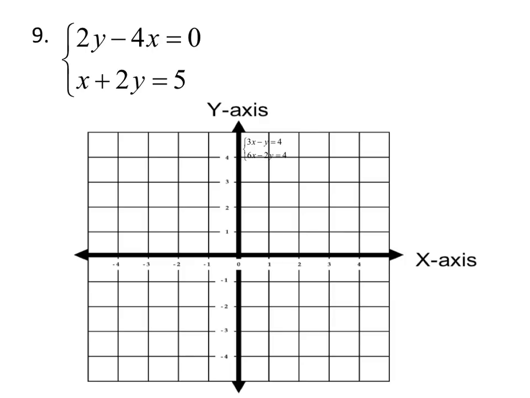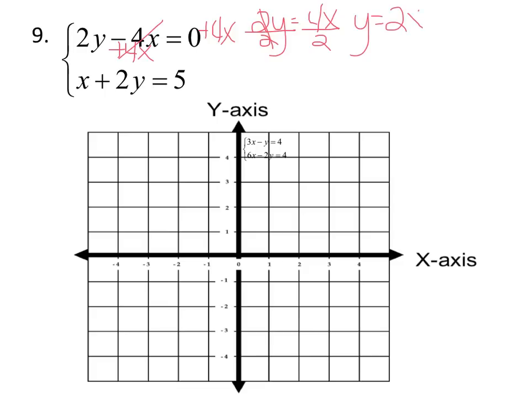Okay, so we need to put everything in slope-intercept form. So I'm going to go ahead and add 4x to both sides. Okay, so I have 2y is equal to 4x. Divide both sides by 2. So that gives me y equals 2x.